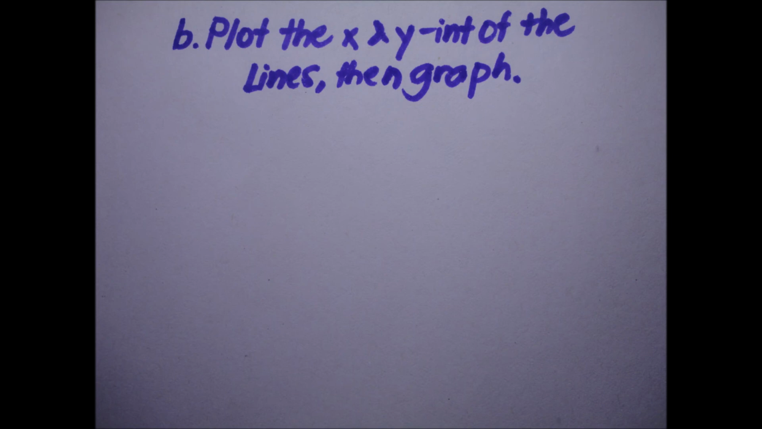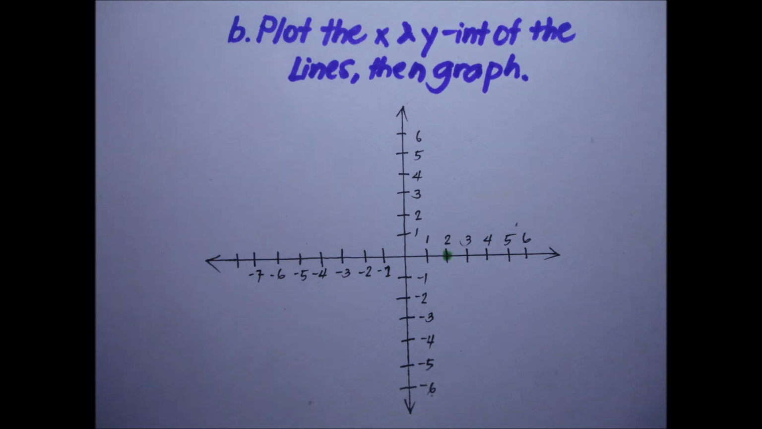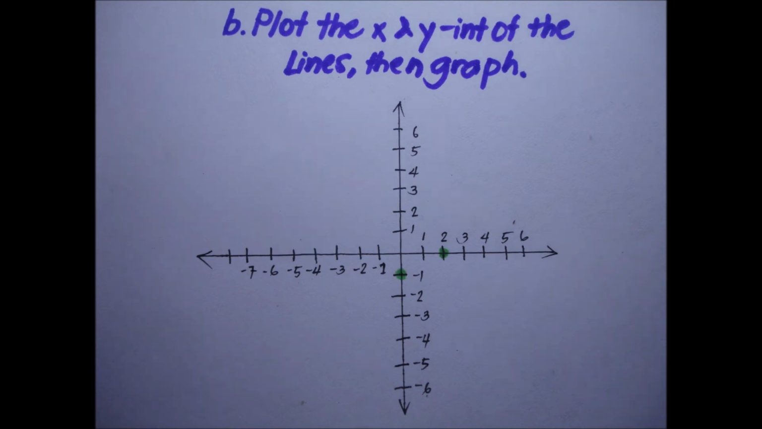We will now move on to plotting the x and y-intercept of the lines. Let us first start with the x-intercept of the first line. The x-intercept of the first line, y equals 1/2 x minus 1, is 2. So we now place it on the x-axis. The y-intercept of the first line, y equals 1/2 x minus 1, is -1. So we mark that on the y-axis.